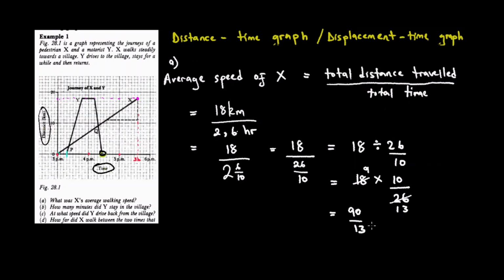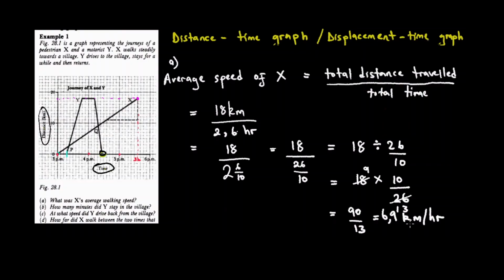If we want to simplify, how many times does 13 go into 90? It goes 6 times, so it will be 6.9 kilometers per hour, something like this. You see, we say that is going to be our answer when finding the average speed. Okay, sir.